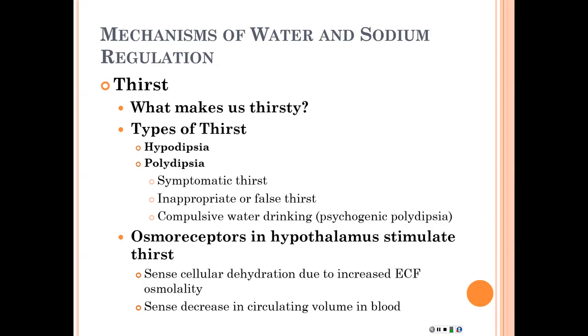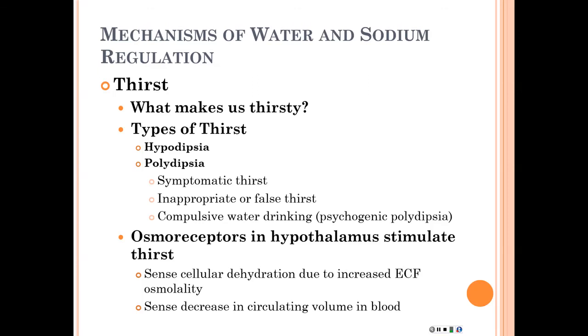We can put them into 3 categories. So symptomatic thirst is linked to loss of body fluids. It's what we would expect to have if we've had diarrhea, vomiting. There are conditions, both diabetes mellitus and diabetes insipidus, and we'll talk about diabetes insipidus in just a moment. Things that are just causing dehydration, normally that's symptomatic thirst. It's normal thirst. But then you have inappropriate or false thirst. This is a thirst sensation that continues despite being adequately hydrated. So you can feel thirsty when you're not actually thirsty.